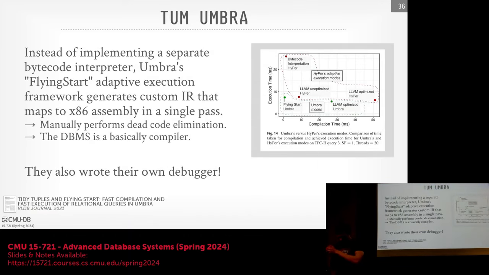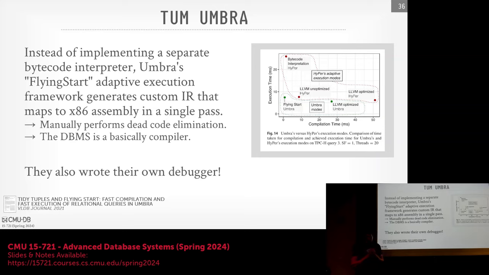Okay, so Hyper was the earlier version of a system that the Germans built. After it got bought by Tableau, Tableau owned the source code, so that went away. So then Thomas started building a new system called Umbra. We'll talk a little bit about that again throughout the semester.